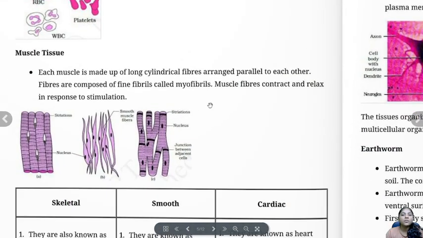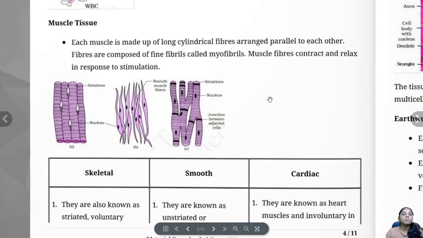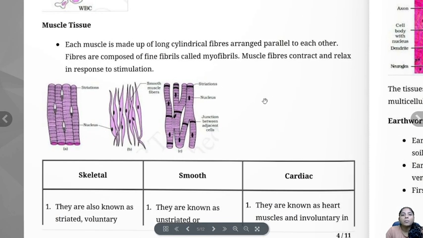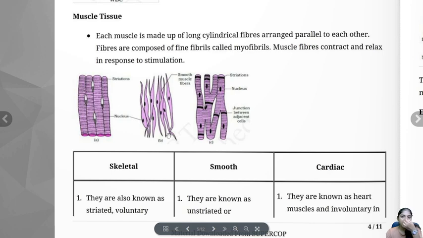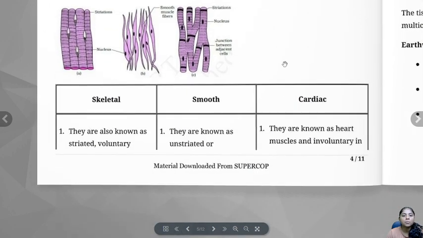Then the third type of tissue that we have is muscle tissue. Each muscle tissue is made up of long cylindrical fibers arranged parallel to each other. The fibers are composed of fine fibrils and myofibrils. The muscle fibers contract and relax in response to stimulation. As we can see in these diagrams, these are all the different types of muscle tissues. These are all cylindrical cells and they are arranged parallel to each other.